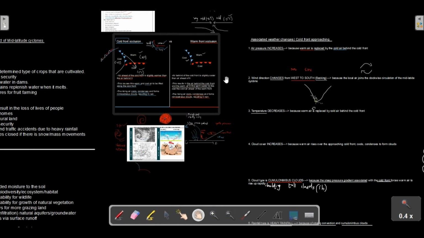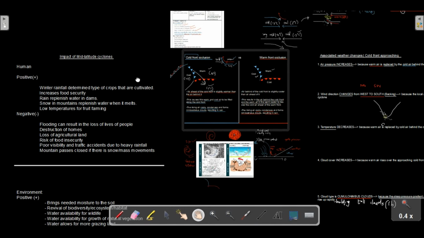So that's it for the associated weather changes with the cold front. Now let's take a look at the impact.